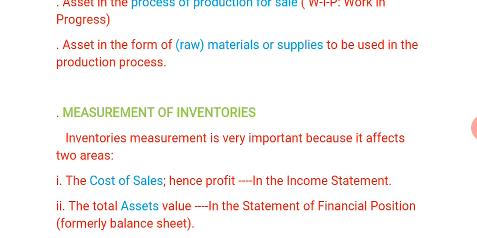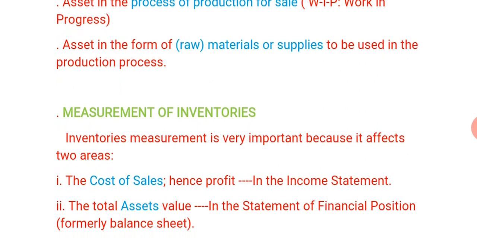It says inventory measurement is very important because it affects two areas. Now, inventory affects two areas in our financial statements. Our financial statements are records of financial transactions of the business. Now, it is usually presented once a year. You can have it quarterly, you can have it half of the year, you can have it once a year, as I've said before.